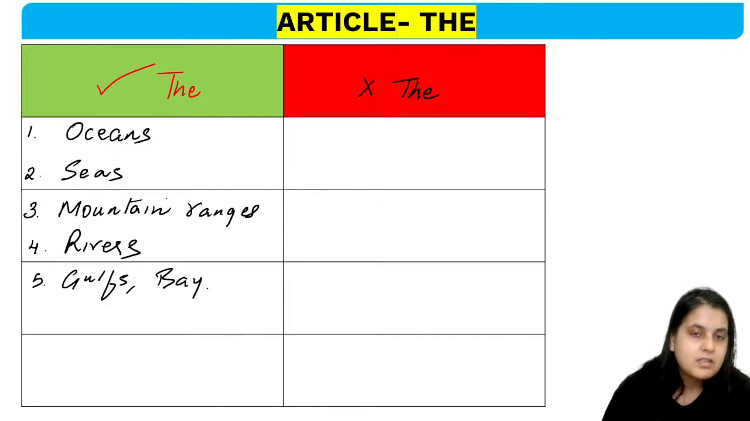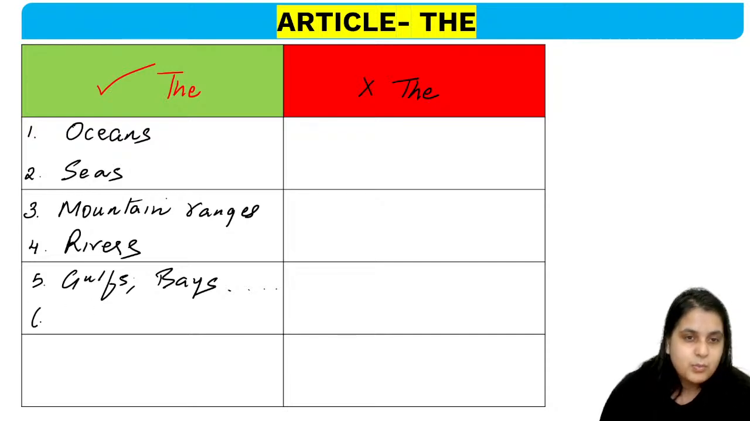bays, okay, and so on and so forth. Canals, for example, the Gulf of Mexico, the Bay of Bengal, right, the Panama Canal, right. So we use the with gulfs, bays, these specific water bodies. Nahi Shreya, states ke saath we don't use it. I will come to it. Okay, correct. The Bay of Bengal.